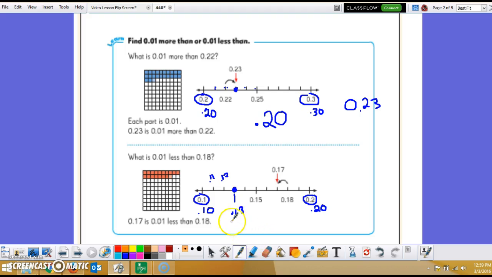So recognize that everything changes when you stop using whole numbers and you start using decimals. But you can always hold place value spots by filling in with those zeros and then counting up.